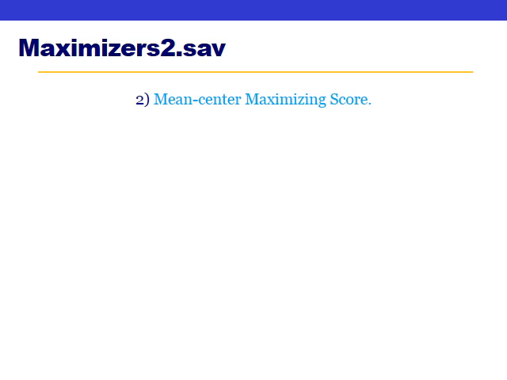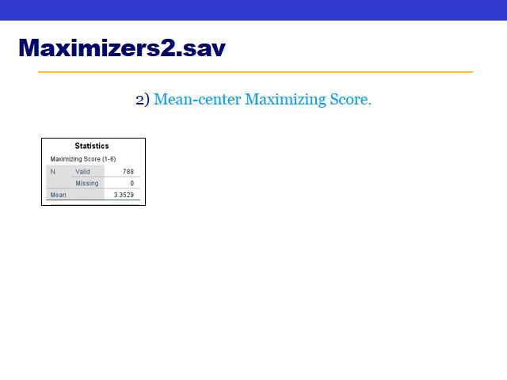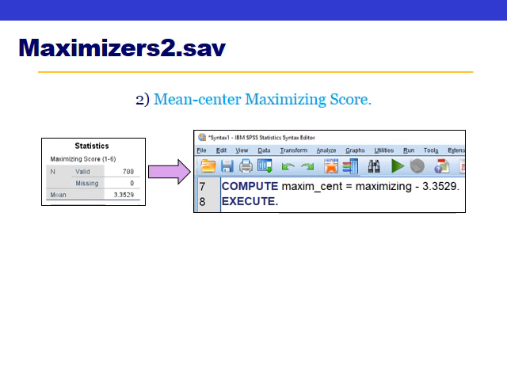Second step, we need to mean center our maximizing score. First, we need to find the mean for maximizing. So here's the mean, which we found from frequencies, like we've been doing for quite a while now. Then with one simple line of syntax, we can create a new variable. I called it maxim centered, but you can call it really whatever you want. It's equal to the person's maximizing score minus the mean.